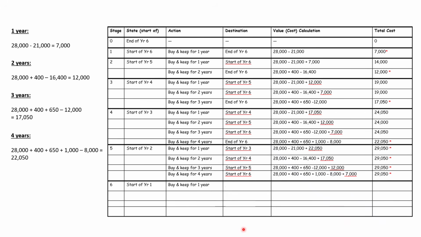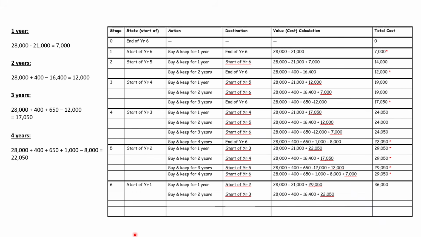Could buy it and keep it for 3 years. That brings us to the start of year 4. So at the start of year 4, our optimal value is 17,050. So 3 years, our 17,050 plus our 17,050, that's 34,100. And our final option is we buy and keep it for 4 years. That would get us to the start of year 5. Optimal value is 12,000. So that's 22,050 plus our 12,000, and we get 33,950. So that is our optimal value there.